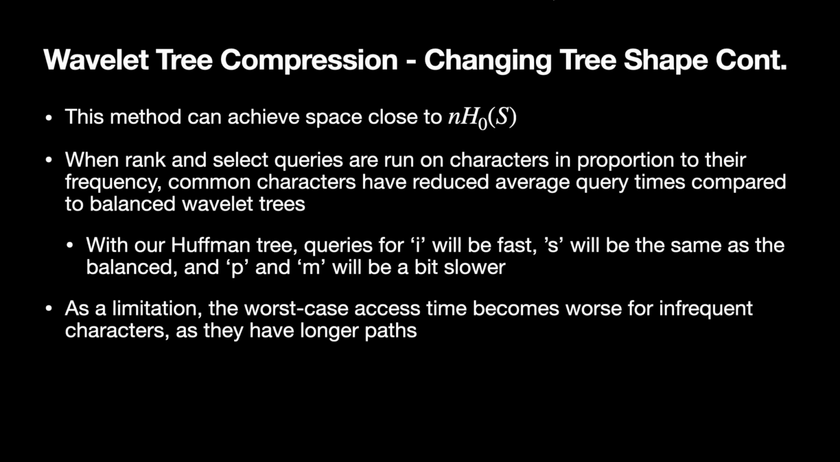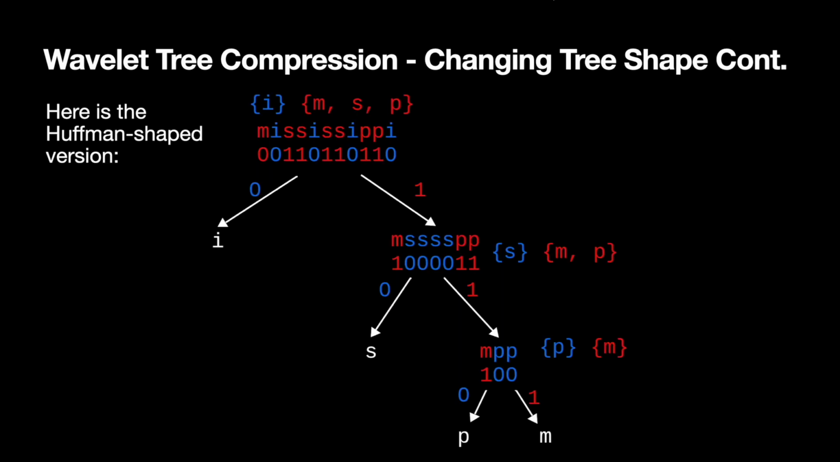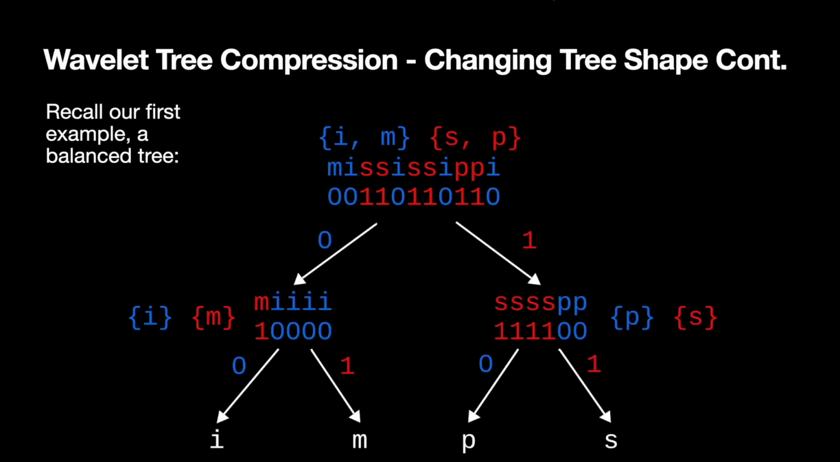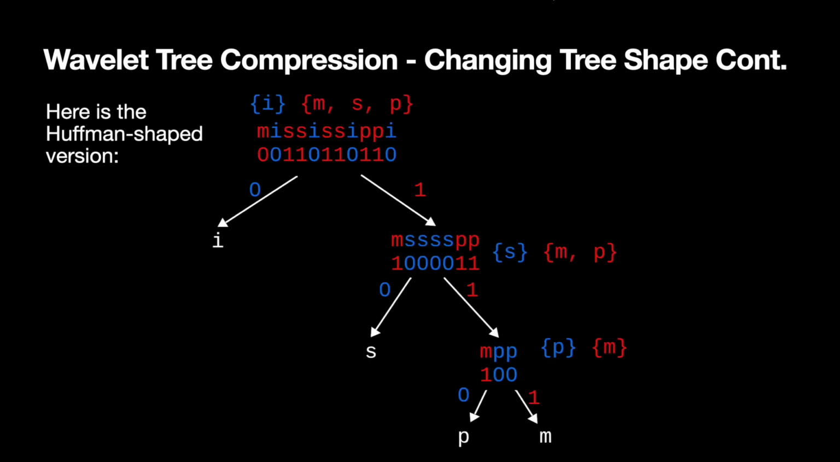So this is just a way of saying, if you are, for example, looking for I's and S's more often because they appear more often in the string Mississippi, then you're going to have a better average query time. Because with our Huffman trees, queries for I will be, relatively speaking, fast, as I've just demonstrated. S will actually be the same because it's also at depth 2, as was the case in the original tree. And then you can see for M and for P, they're actually at a depth of 3.